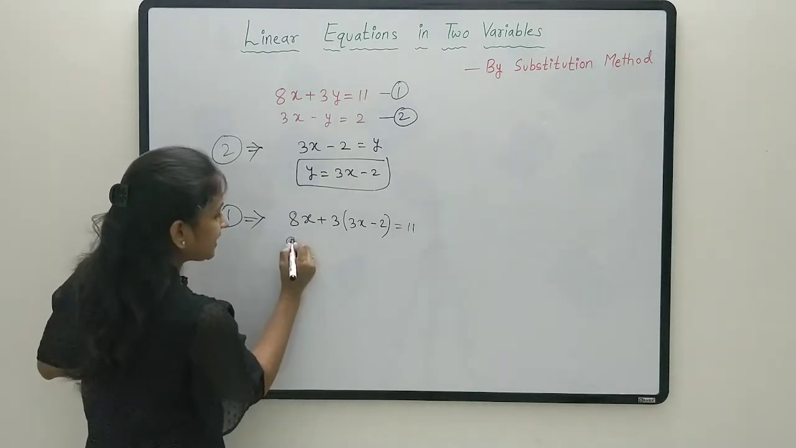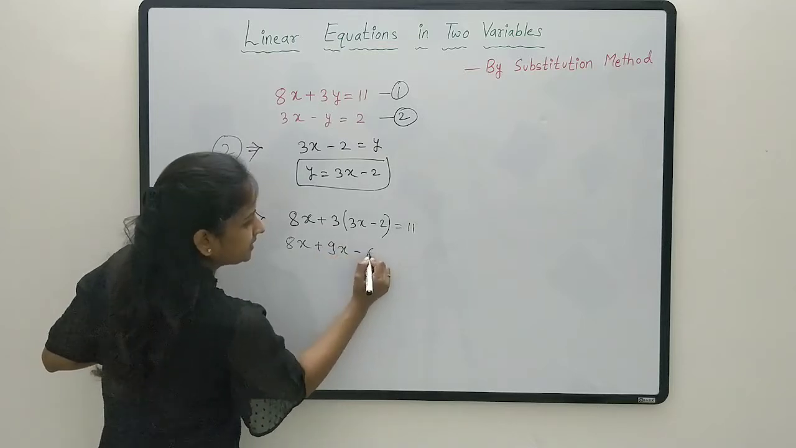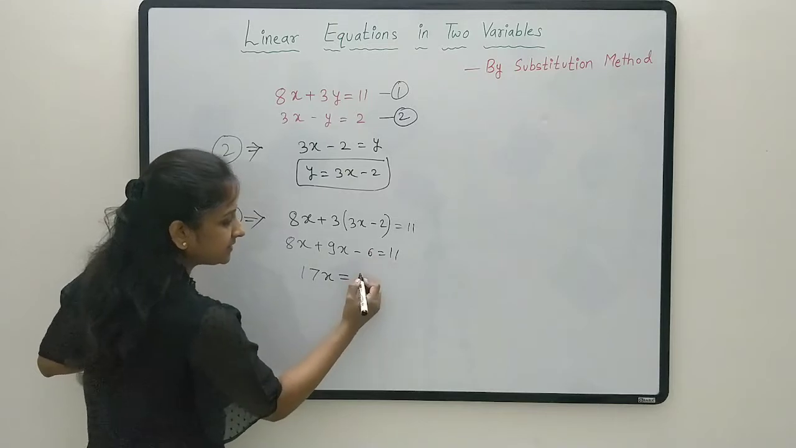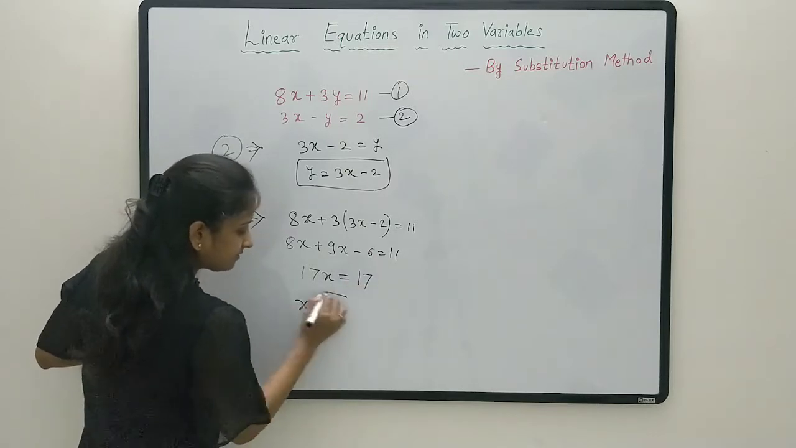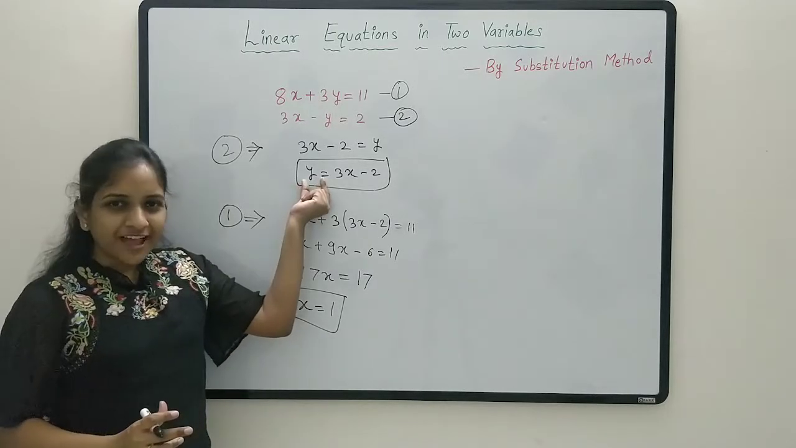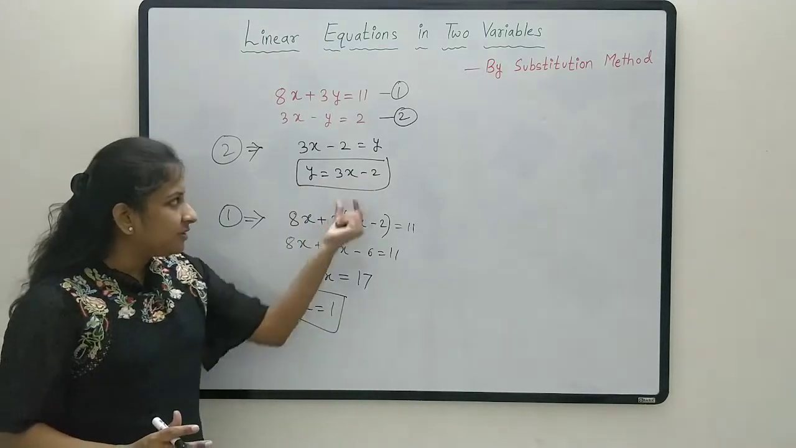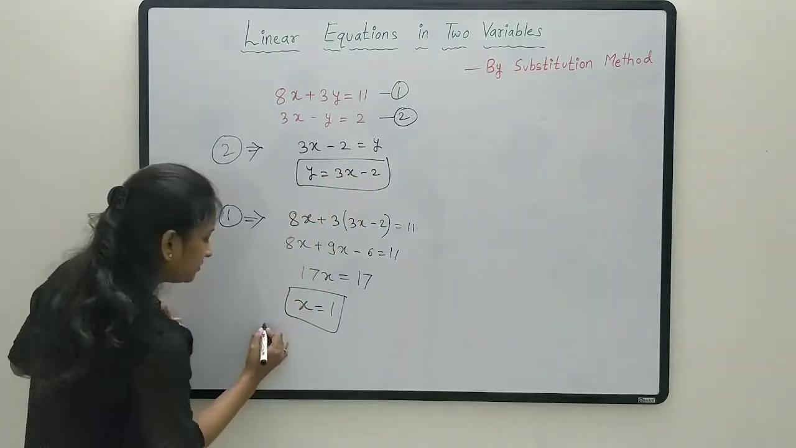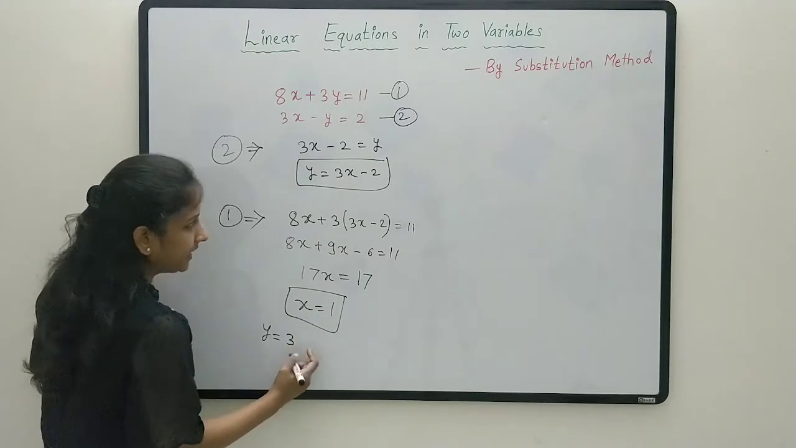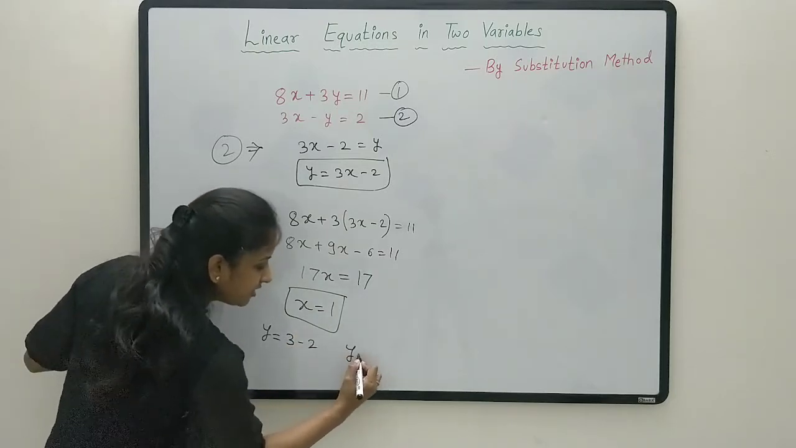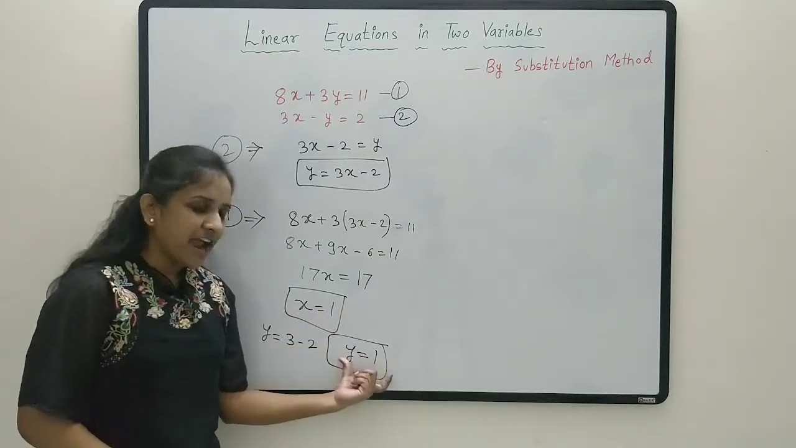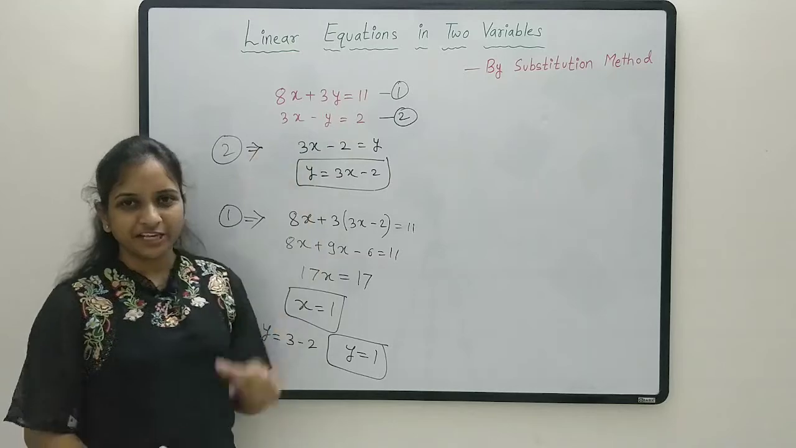This is 8x plus 9x minus 6 is equal to 11. This is 17x is equal to 11 plus 6, 17. x is equal to 1. Now, let's find the y value. Substitute x equal to 1 here and find y. So, y is equal to 3x, means 3 into 1, that is 3, minus 2. So, what is the value of y? 1. This is the solution. x equal to 1 and y equal to 1 for these linear equations.